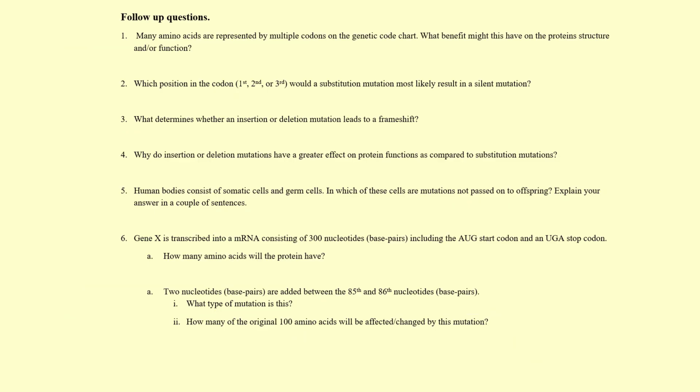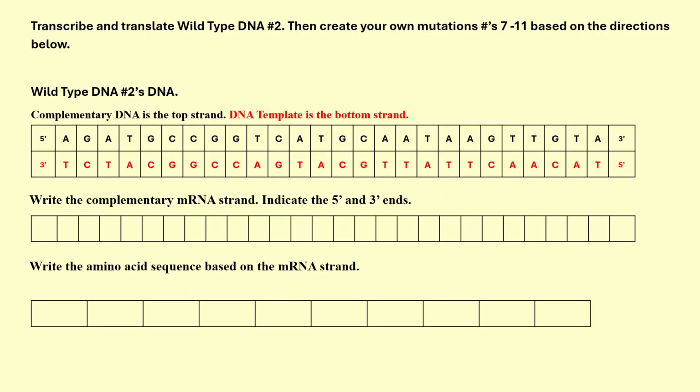You're going to do this for all 6 mutations. That will complete the first part. Now the second part consists of 6 follow-up questions. I'm showing them here. I'm not going to go through them, but they are part of your assignment. After you complete these questions, you'll go on to the third and final part of the assignment.